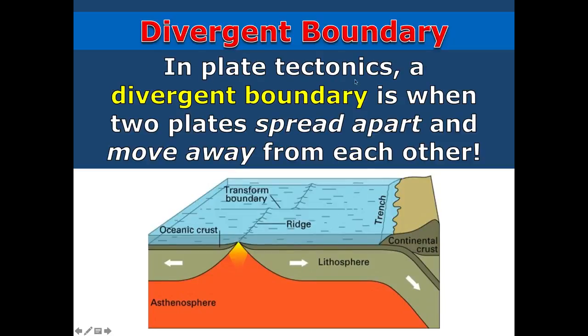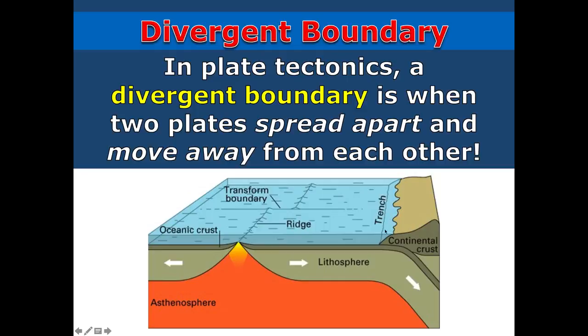So in plate tectonics, a divergent boundary is when two plates spread apart and move away from each other, creating the underwater geological feature, the mid-ocean ridge, that you can see right here. And then here's a transform boundary where the plates will slide side by side, in another mid-ocean ridge. A great example of this would be the one in the Atlantic Ocean.